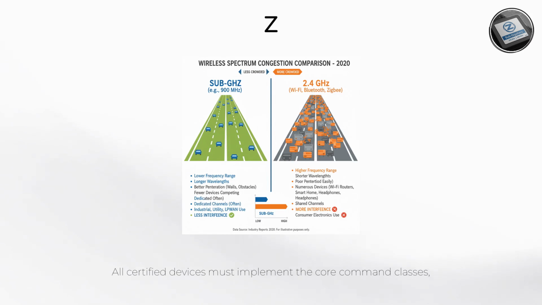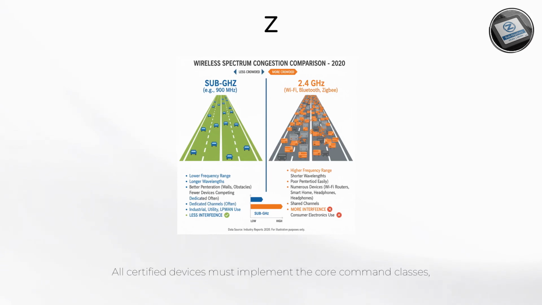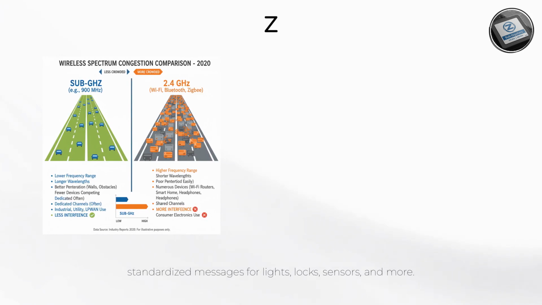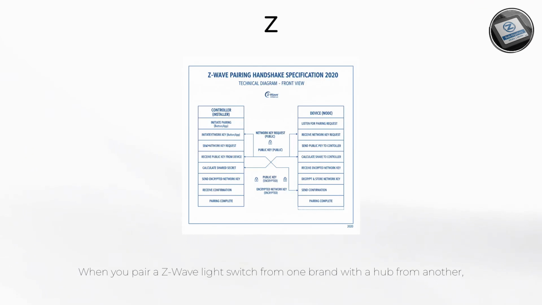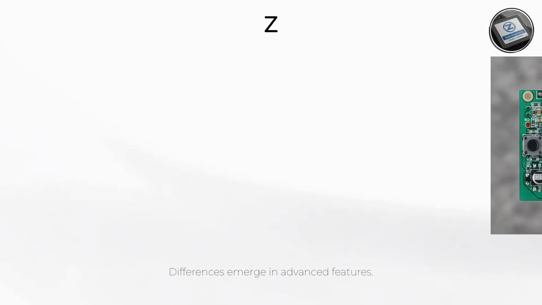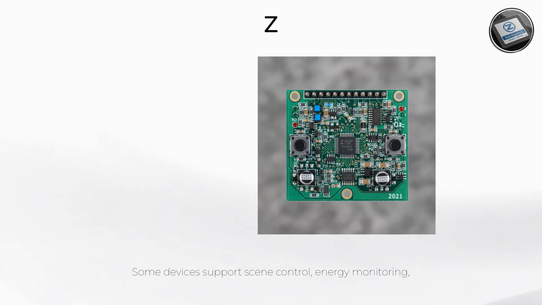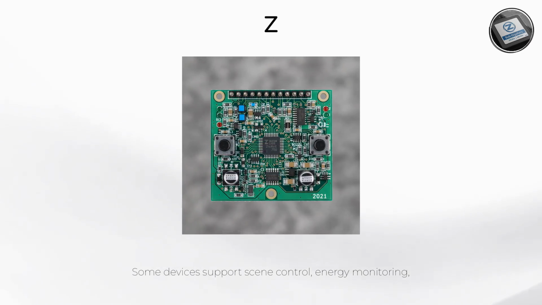All certified devices must implement the core command classes, standardized messages for lights, locks, sensors, and more. When you pair a Z-Wave light switch from one brand with a hub from another, the security handshake and message format are defined by the specification, so basic functions simply work. Differences emerge in advanced features. Some devices support scene control, energy monitoring, or multi-channel endpoints.